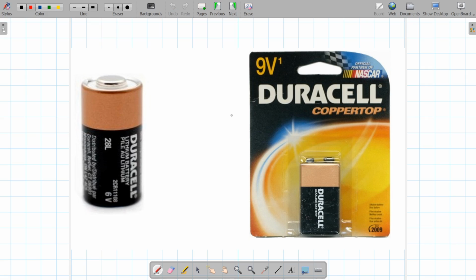If you have two batteries and one battery has a greater voltage than another battery, so this battery on the right is 9 volts and the battery on the left is 6 volts. And if I was to connect a copper wire to both batteries, that means the 9-volt battery will have a greater charge flow than the 6-volt battery. In other words, it will have a greater current.